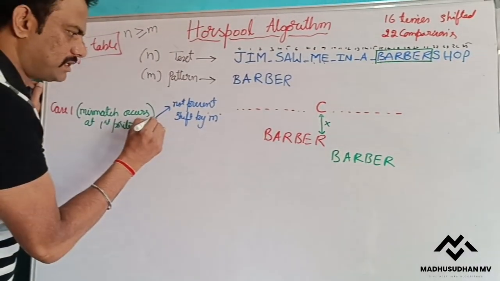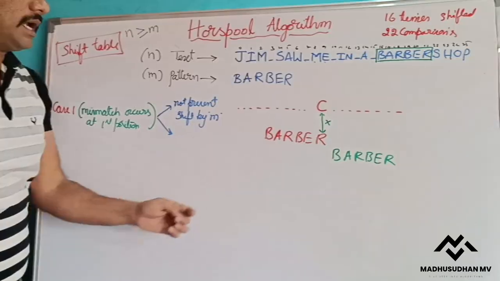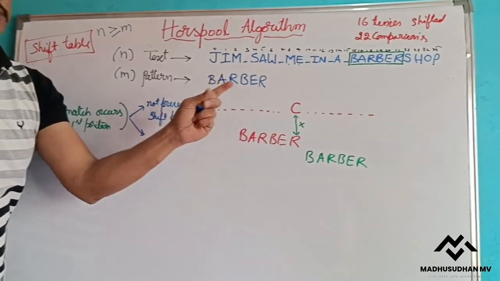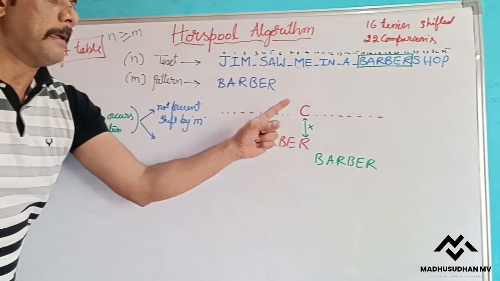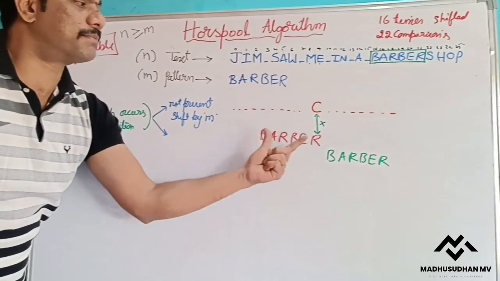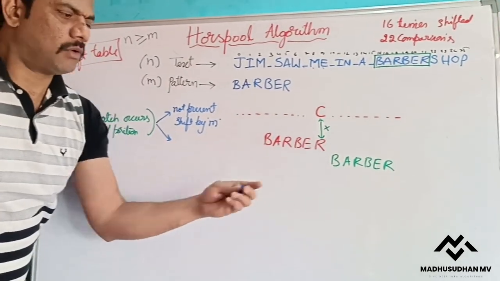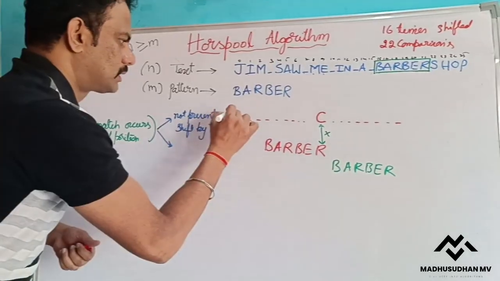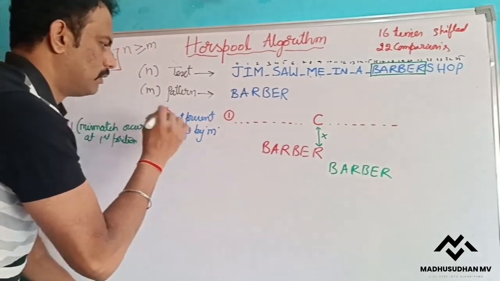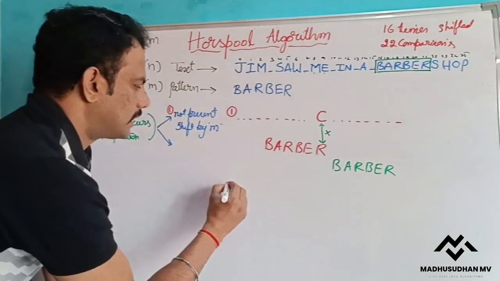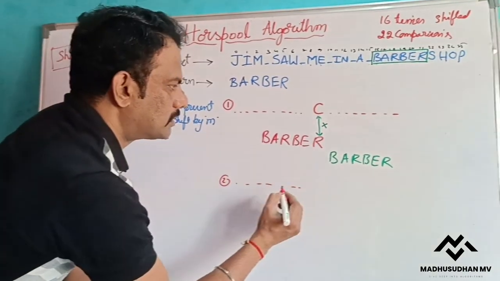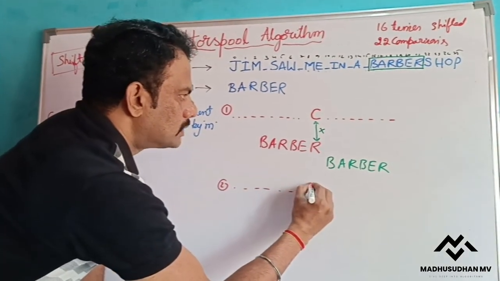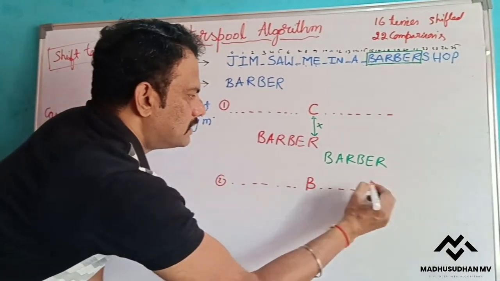Suppose now the mismatch occurs at the first position only, but that mismatch character is present in the remaining characters of the pattern. Let us take that example. This is the first example, the case one. Second one, same thing, some characters are there. Assume now B is there, B is the character.